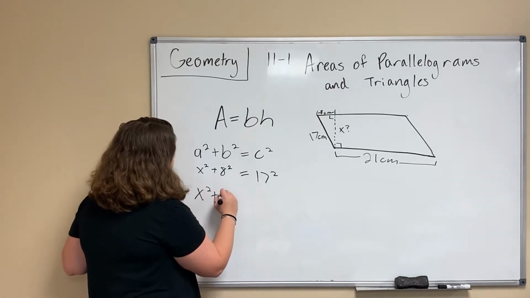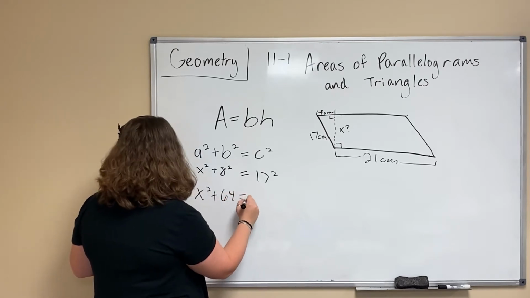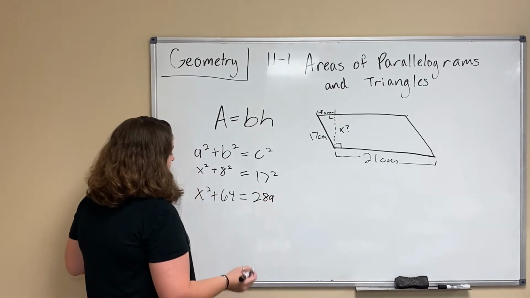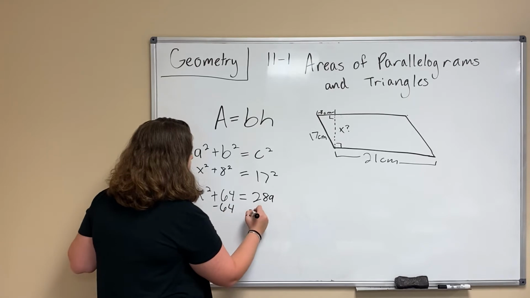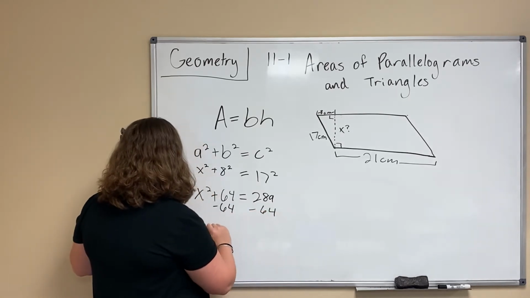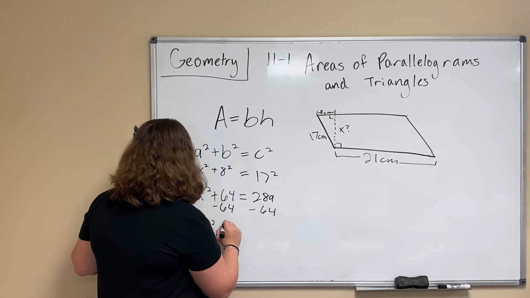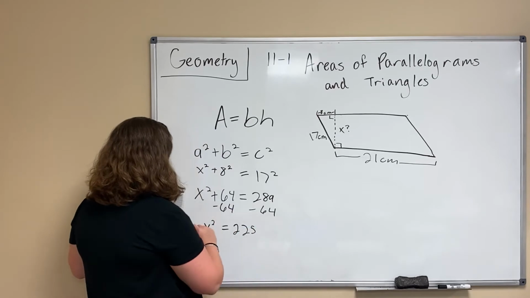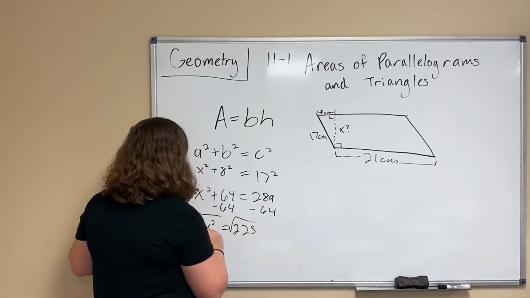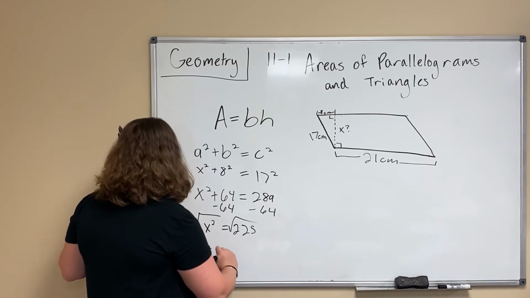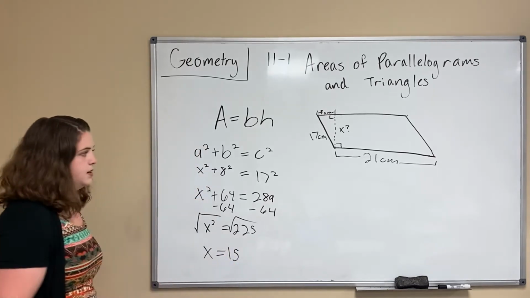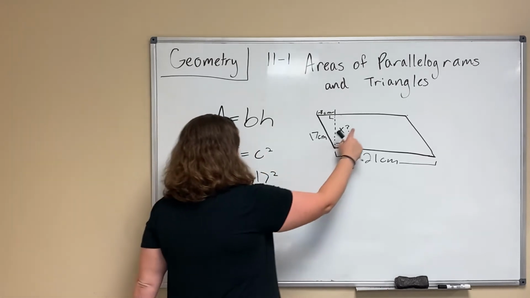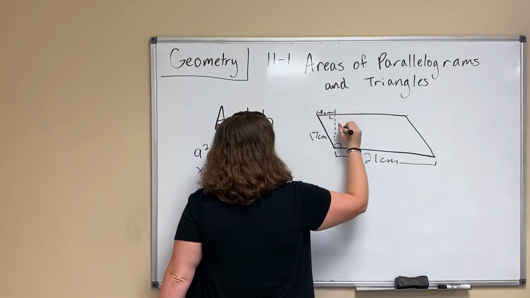Bring our x squared down. 8 squared is 64. 17 squared is 289. I'm going to subtract 64, subtract 64, and get x squared equals 225. I'm going to take the square root of both sides and get x equals 15. Okay, but I'm not done there. X equals 15. Our x is the height of our parallelogram. So now I can erase that and put 15.